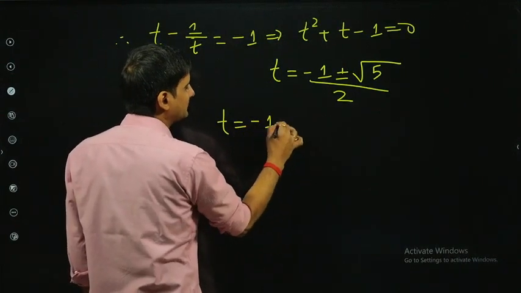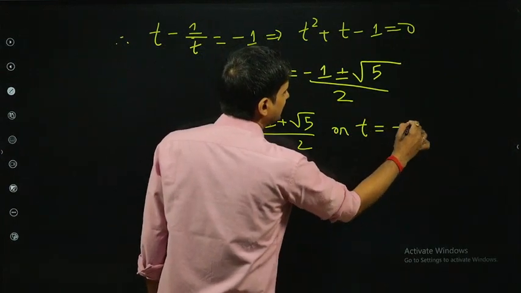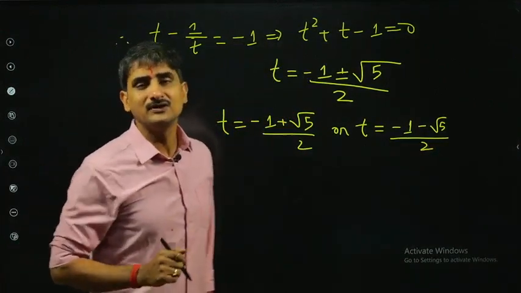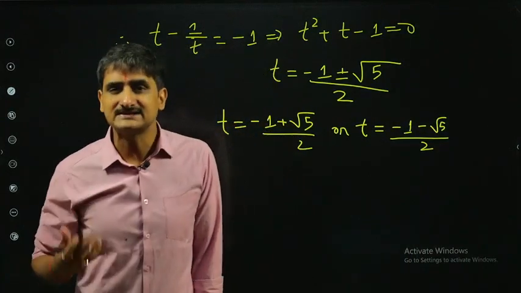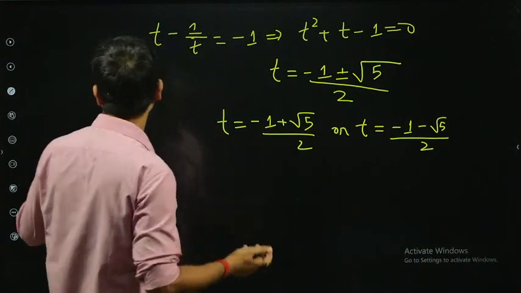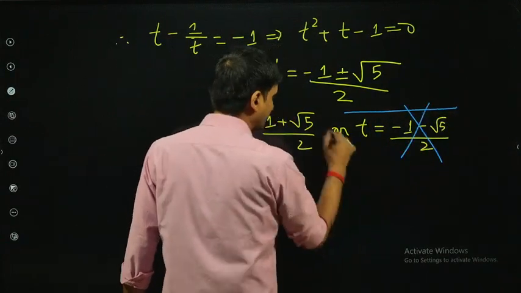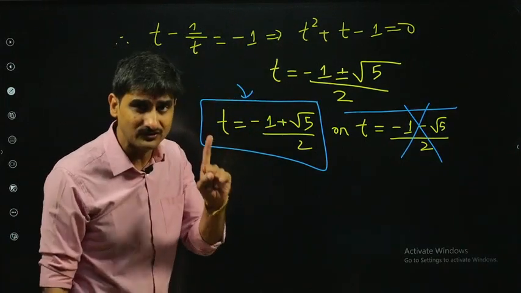t is equal to minus 1 plus root 5 by 2, or t is equal to minus 1 minus root 5 by 2. Now tell me, which root are we going to accept here? So of course only positive roots. That's how we started. Okay, so that's not the one we will be accepting. So that's the root we are going to accept here. So one root we got from there.